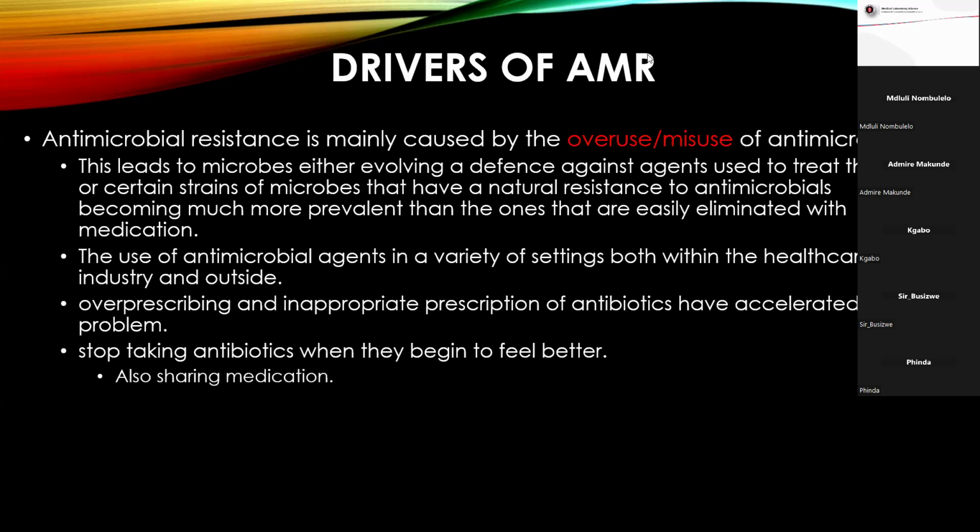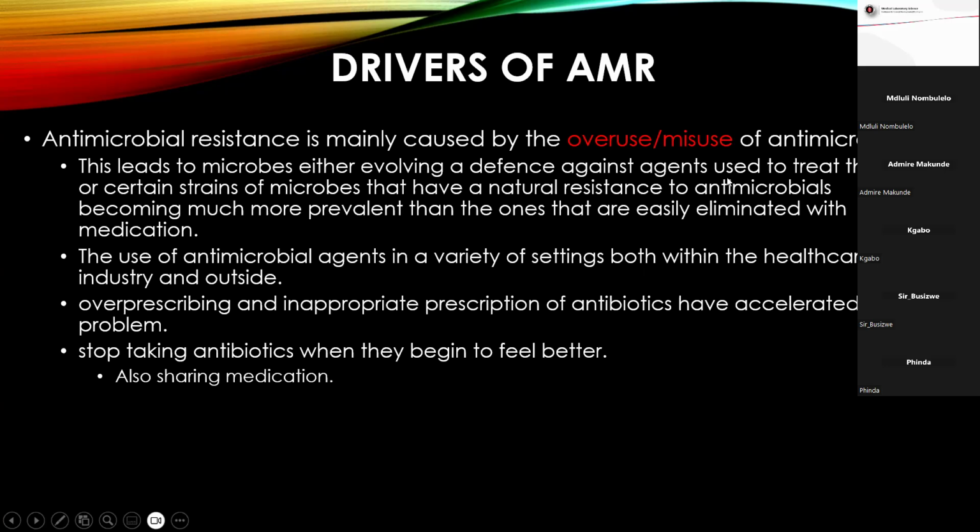So I was saying we'll cover who the drivers are. For an organism to develop resistance, what really happens, and what are the possible causes of such resistance? Mostly it's overuse or misuse of antimicrobials. The overuse and misuse comes in many ways.